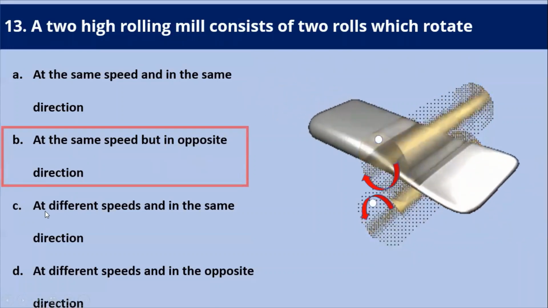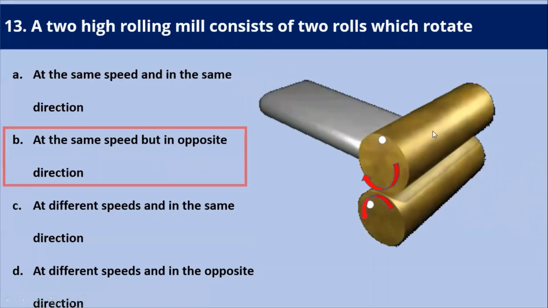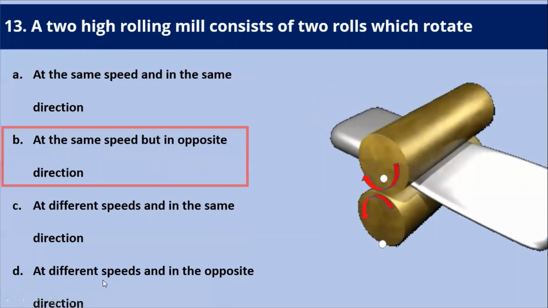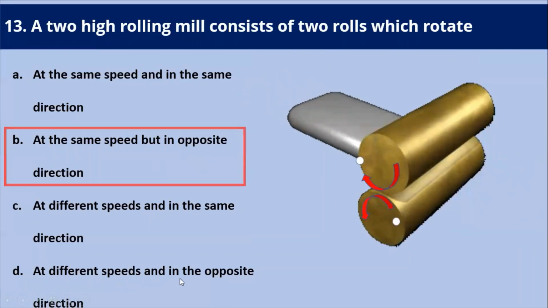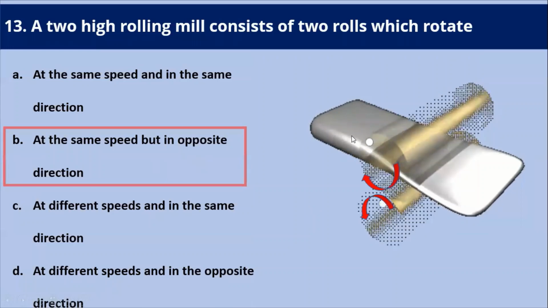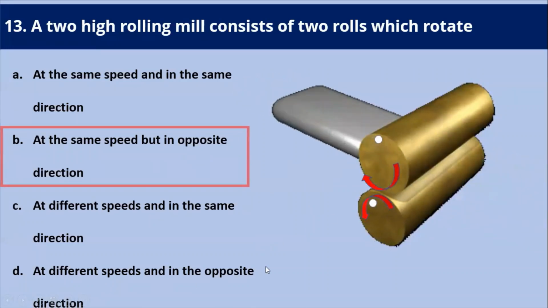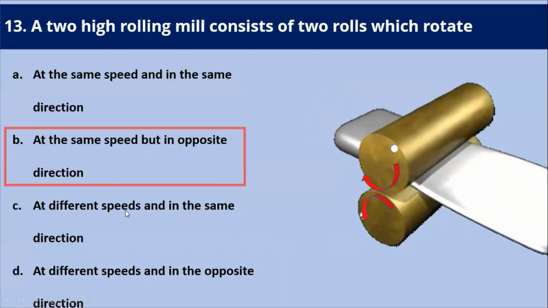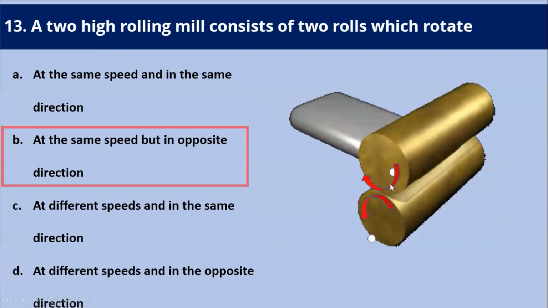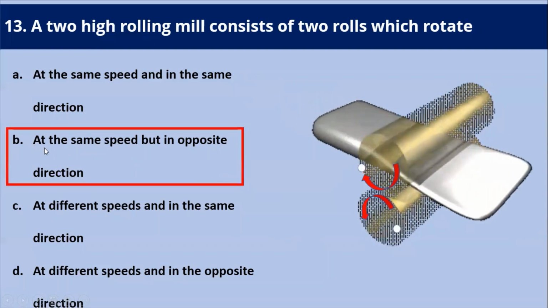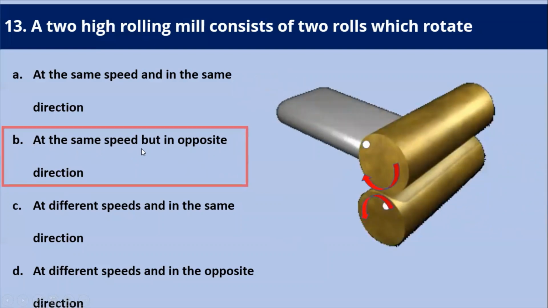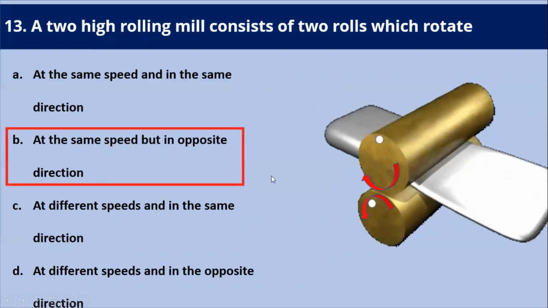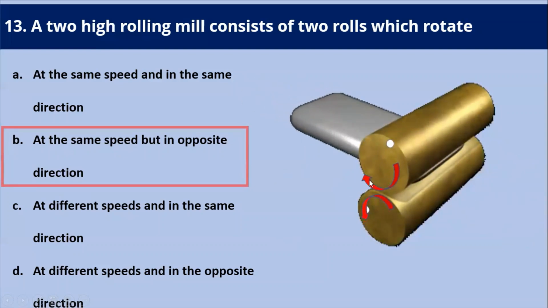If you see the other options, at a different speed, no, the speed will always remain the same. Even the fourth option, at a different speed and in opposite direction: the opposite direction is right, but the speed will not vary. So that's why our answer is that a two high rolling mill consists of two rollers which rotate at the same speed but in the opposite direction.